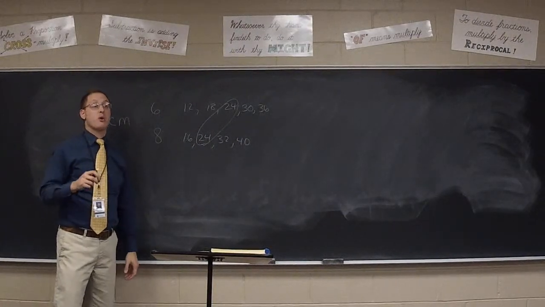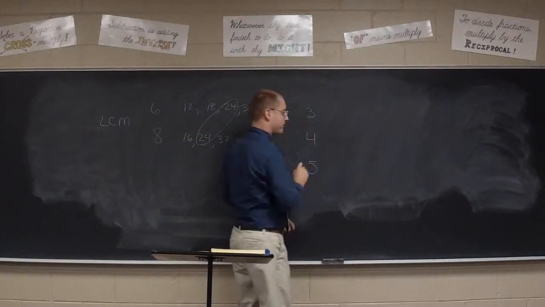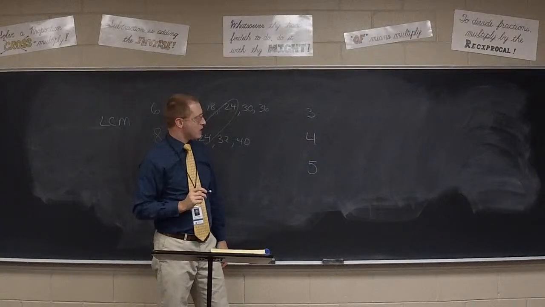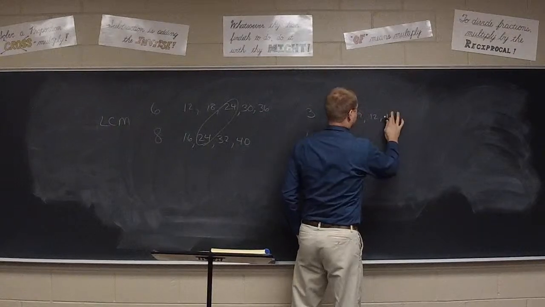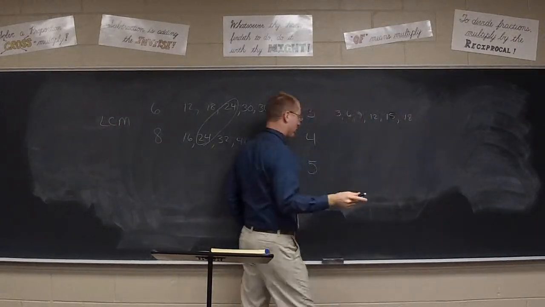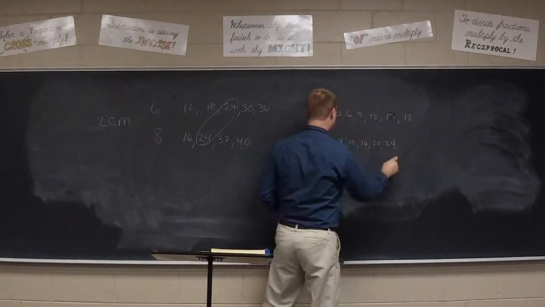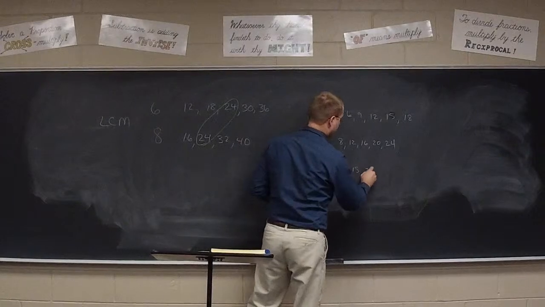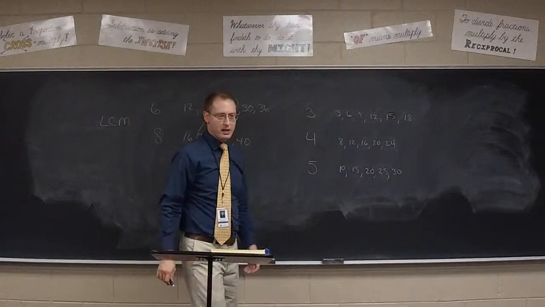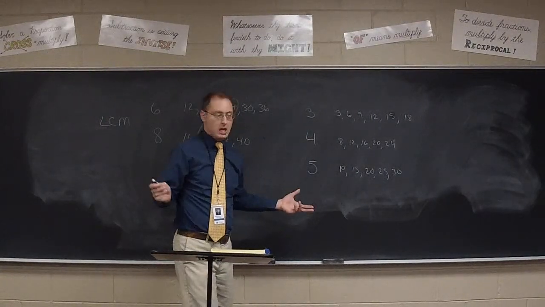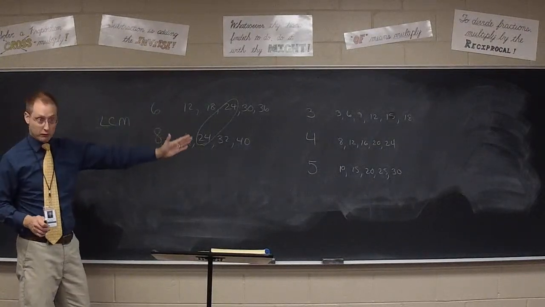Sometimes you'd be writing a whole lot. For instance, 3, 4, and 5. Well, 3, 6, 9, 12, 15, 18, and so forth. 4, 8, 12, 16, 20, 24, and then 5, 10, 15, 20, 25, 30. Well, they haven't matched up yet, and I just wrote a whole bunch of numbers for nothing. So there's a better way to find the least common multiple than necessarily making lists of all of the multiples.